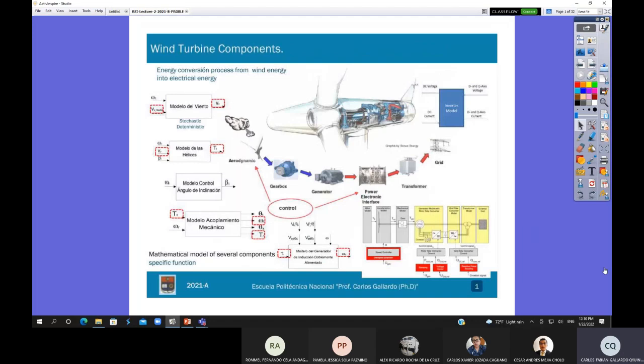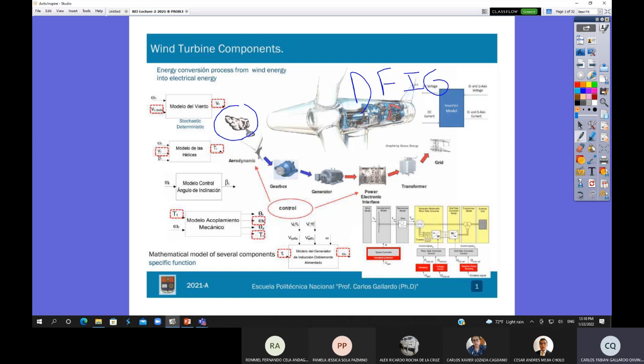Okay, so do you remember from the previous class, in order to model a wind generator, we need to split it up into many components, right? So for instance, this is the doubly fed induction generator, okay? So in order to carry out the model, first of all, I will model the wind, okay? How to model the wind?